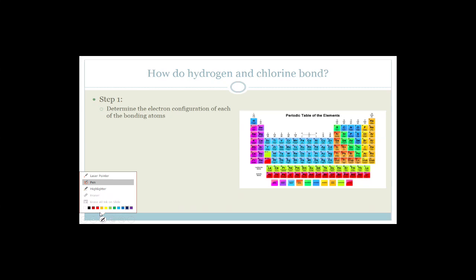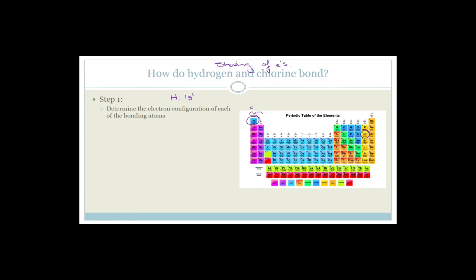So we know that there is going to be sharing of electrons because it's covalent bonding. So it's sharing of your electrons. Hydrogen is in group 1, okay, and chlorine is in group 7. Now it says determine the electron configuration of each of the bonding atoms. Okay, so we can do that. Hydrogen is just going to be 1s1. Do you agree? It's in the first energy level. It's in the s orbitals.